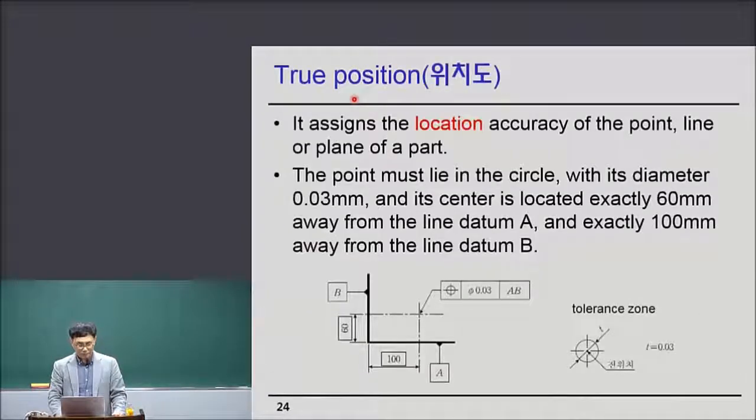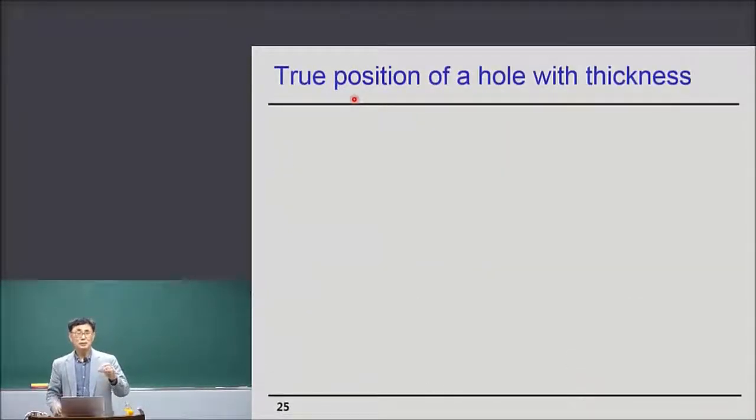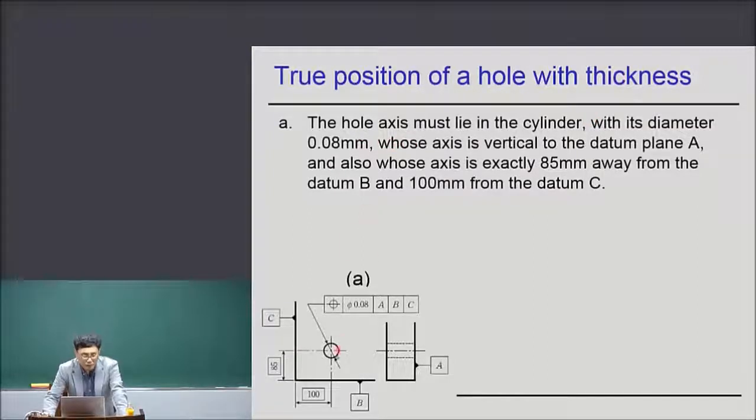Now actually the whole part has the 3D shape, right? So which means that it has a thickness. So in many cases, we define the true position of a hole. So the true position of a hole with a thickness is defined like here. So you see, this is the true position symbol. So the true position of what? The hole axis actually, the hole axis.